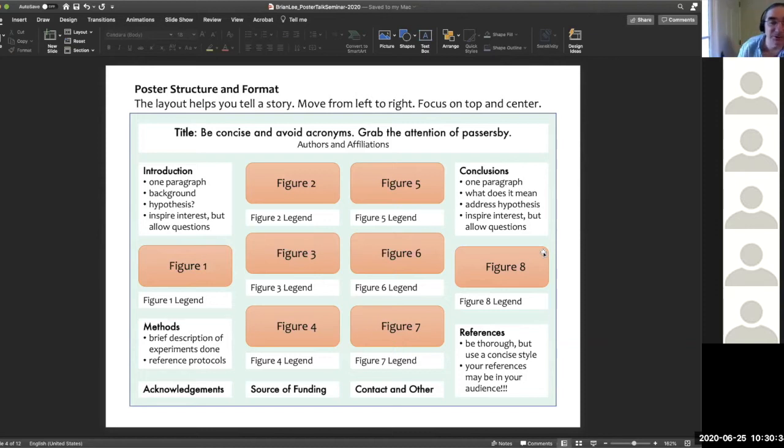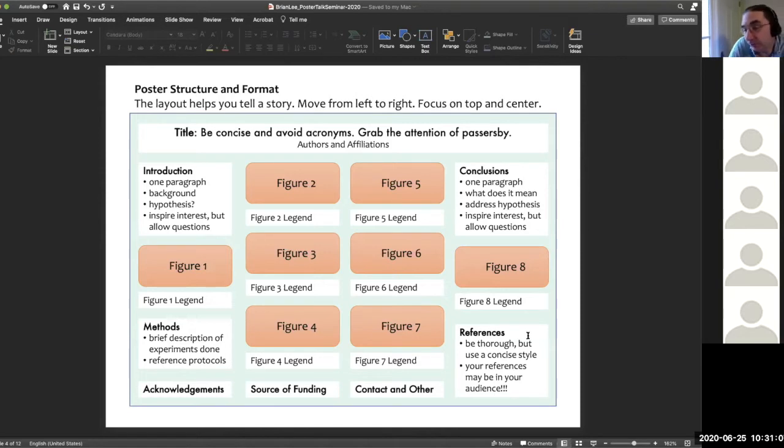In addition to that, down on the lower left here, we have methods. Again, things that are towards the bottom, you're kind of downplaying a little bit, but you still want to include methods. It's a good idea to have brief descriptions of each of the experiments done, and include references to protocols that you have used. So you can put in-text citations in the methods, and then down on the lower right here, you actually have the references. And so same idea with the references.